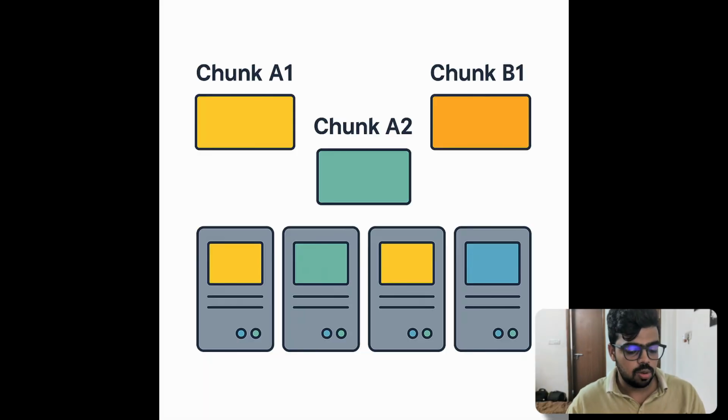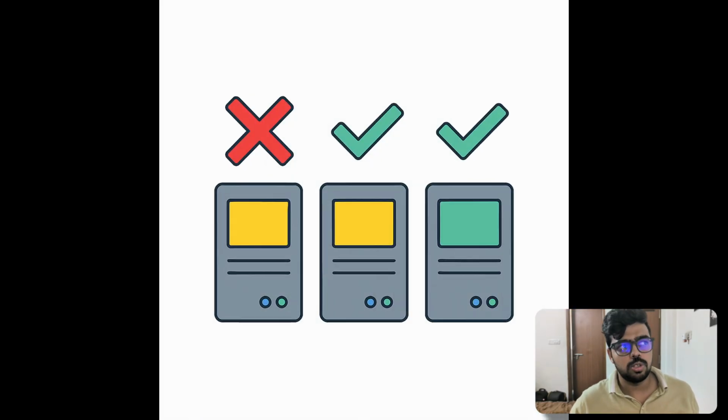The next component in the system is called chunk servers. You can think of these as the shelves holding the actual chapters, or chunks, of our massive digital books. Each chunk server stores chunks on local disk, and each chunk is replicated across multiple servers. So if one shelf collapses, you don't lose the book. Other shelves have the same chapter.